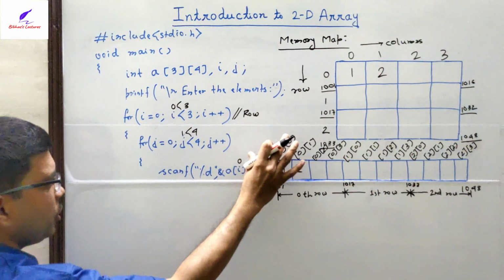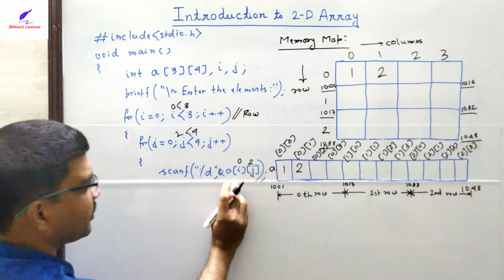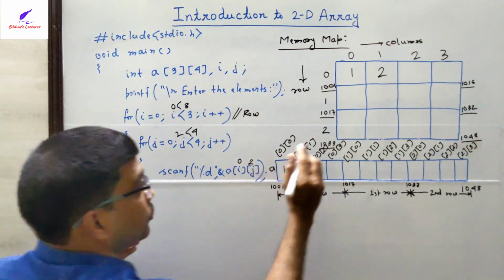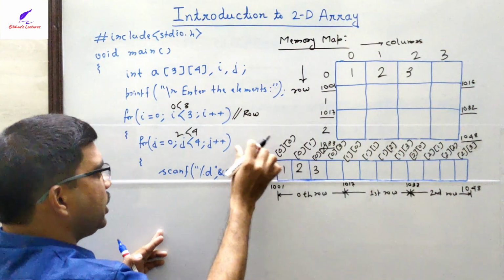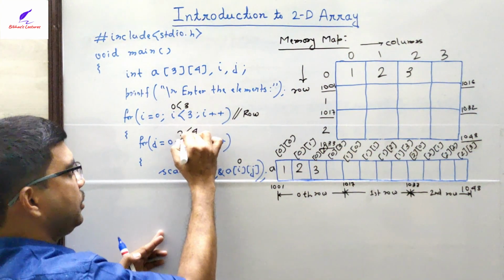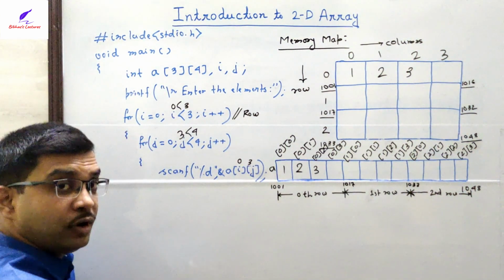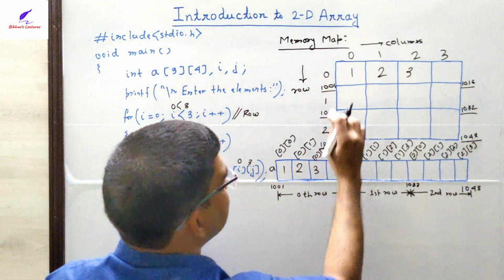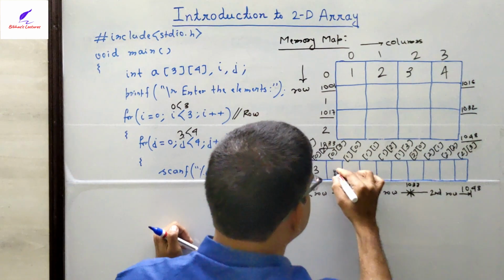Okay, now j will be 2, 2 < 4, the condition is true. So now the value is being scanned for a[0][2]. So suppose the value is 3 and it is being stored, and then what will happen? j will again be incremented and it will become 3. So 3 < 4 condition is still true. Now it will scan the value for a[0][3]. Okay, so a[0][3] means this is 0 and this is 3. So suppose this is 4. So this value is being scanned.